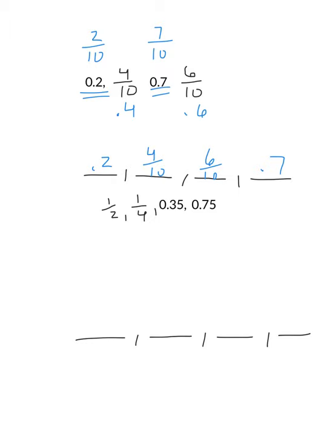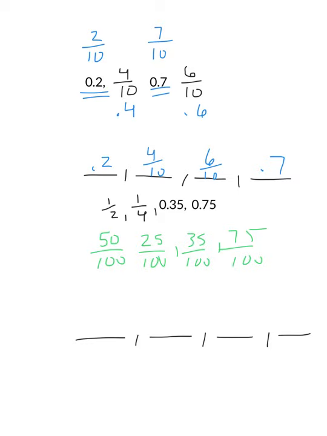Well, 1/2, we know 1/2 is how many hundredths? That's 50 hundredths. We know 1/4 is how many hundredths? That's 25 hundredths. We know this is 35 hundredths. This is 75 hundredths. Again, to be able to make that comparison.